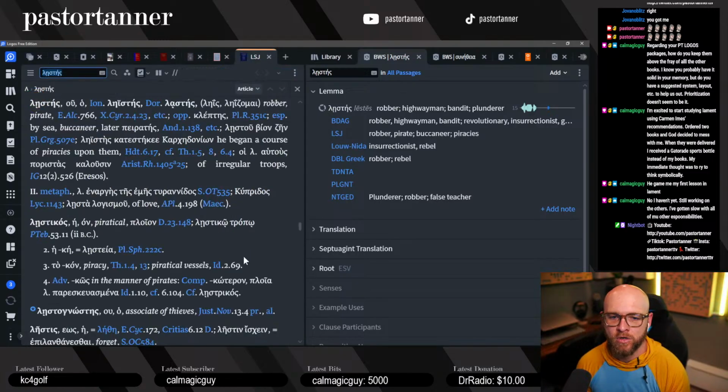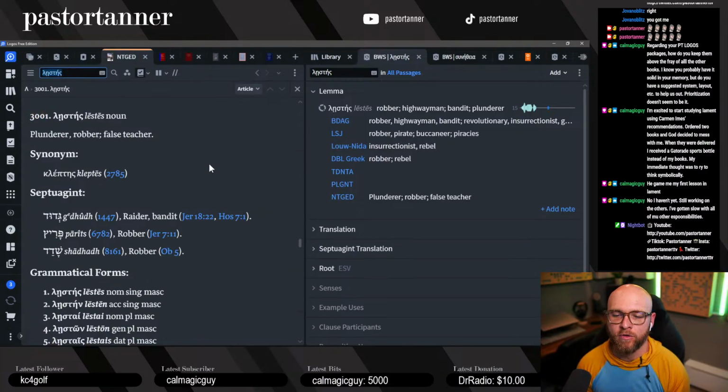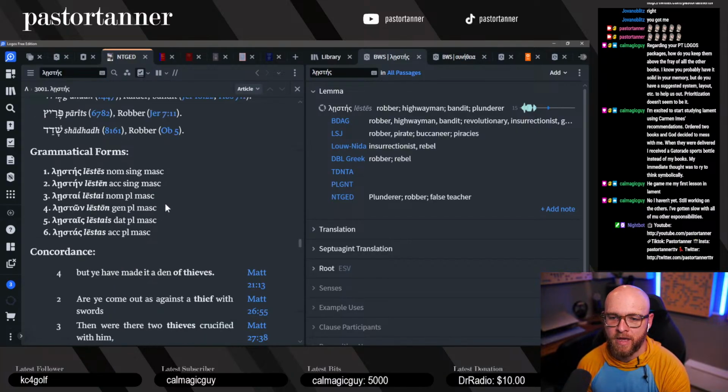Okay, there's a lot of words that are similar here. Kleptes, which is thief. That's where we get our English word klepto from. By sea, buccaneer, right? So pirate, piracies, irregular troops. Okay, so there's lots of different ways of taking this one. Let's go here. Plunderer, robber, or false teacher, even. Wow. Okay, robber, bandit, robber.